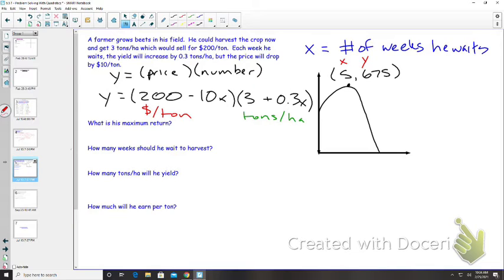The cost? Or the weight? Tons per hectare. You were really close, Maddie. Not the cost, but what they're selling it for, right? So the revenue. Yeah. So this is our revenue.